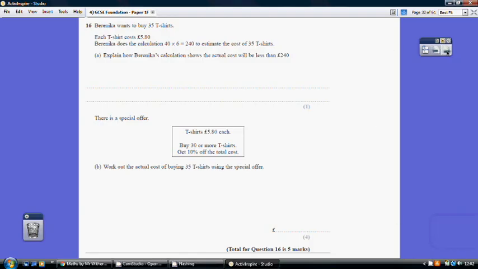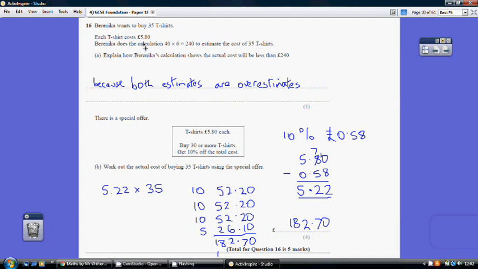Question 16. For this estimate, we have rounded the true number of t-shirts, 35, up to 40. So we've rounded that up, and we've also rounded up the price from £5.80 to 6. So both of our estimates are bigger than the actual numbers themselves.